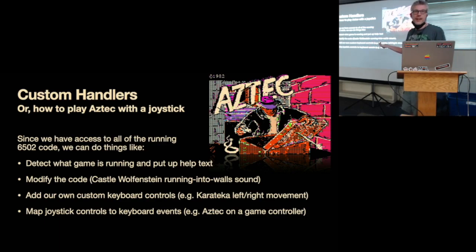You can also do things like modify the code. So Castle Wolfenstein, everybody knows you run into the wall, super annoying because it makes a terrible noise. Not anymore in mine because I just changed the assembly code, and those bytes are just no ops, basically. And then finally, you can do things like add joystick support. So I added joystick support for Aztec, which is notorious for the number of keys that you have to use. But you can plug in a game controller, and you can just play Aztec with a joystick.